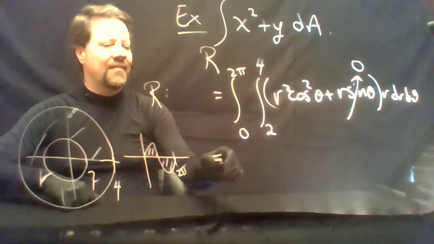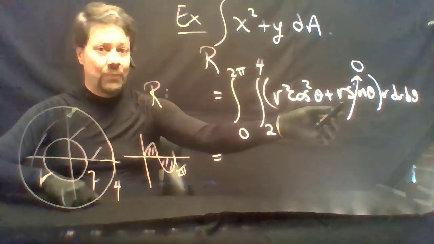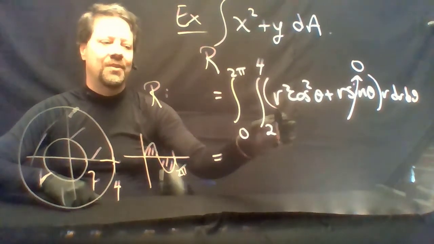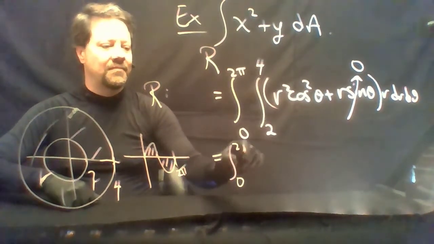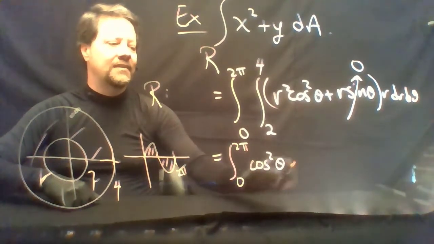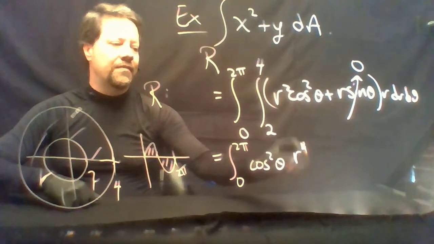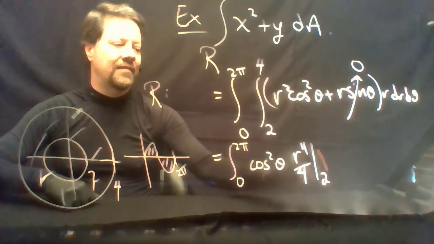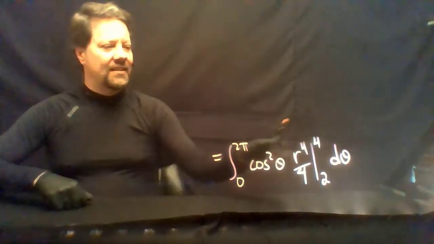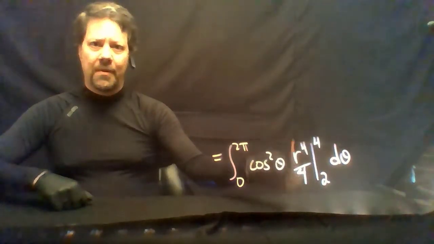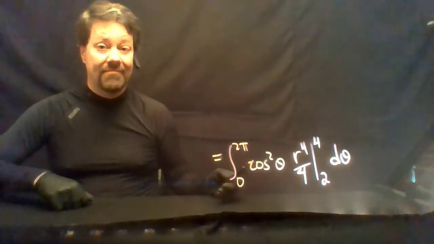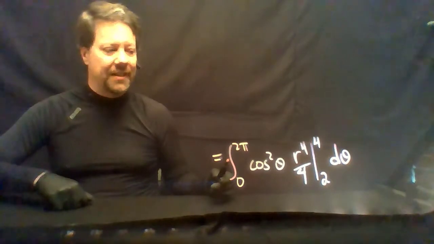Now, we'll integrate with respect to r first and ignore the second term. We have r cubed. Cosine squared is coming along for the ride. The integral of r cubed is r to the 4th over 4. What is 4 to the power 4? Well, 4 squared is 16. 16 squared is 256.